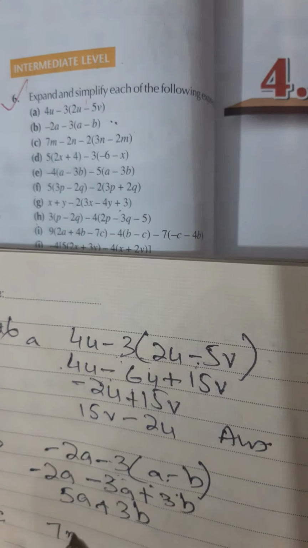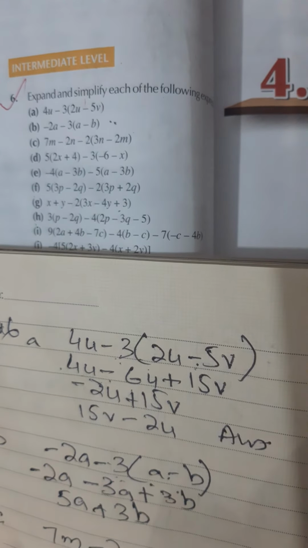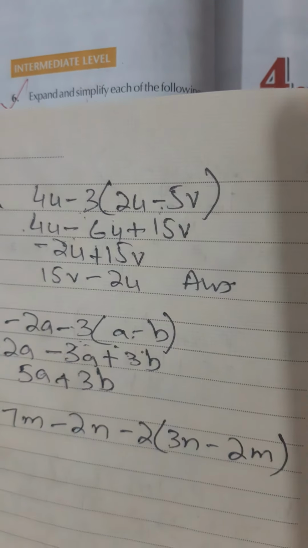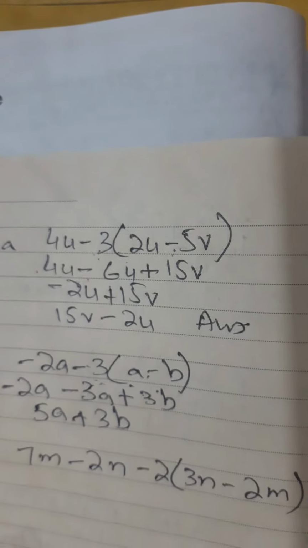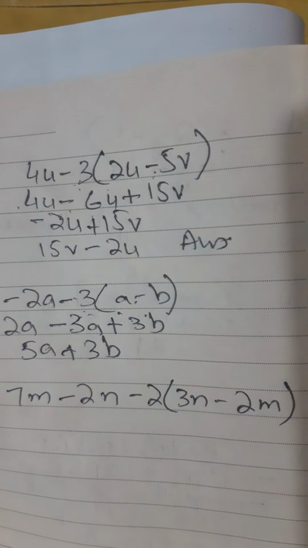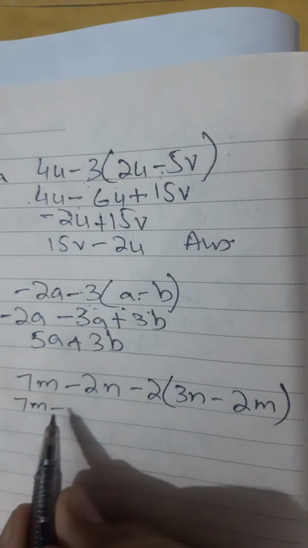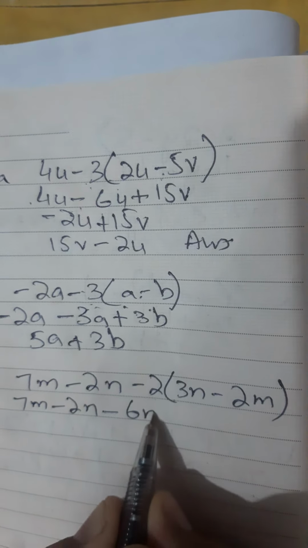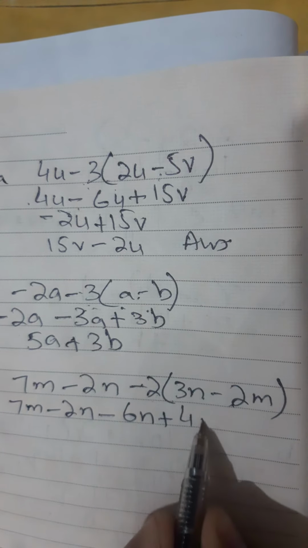7m minus 2n minus 2 times 3n minus 2m. Now we have to solve this part as well. How to solve this part? First we will simplify this, that is 7m minus 2n minus 2 into 3 is 6n, minus minus will be plus 2 into 2 is 4m.